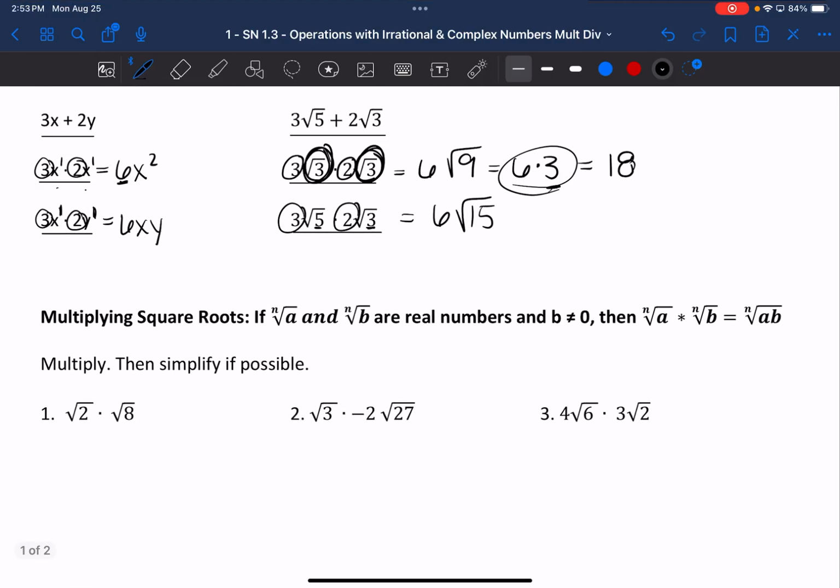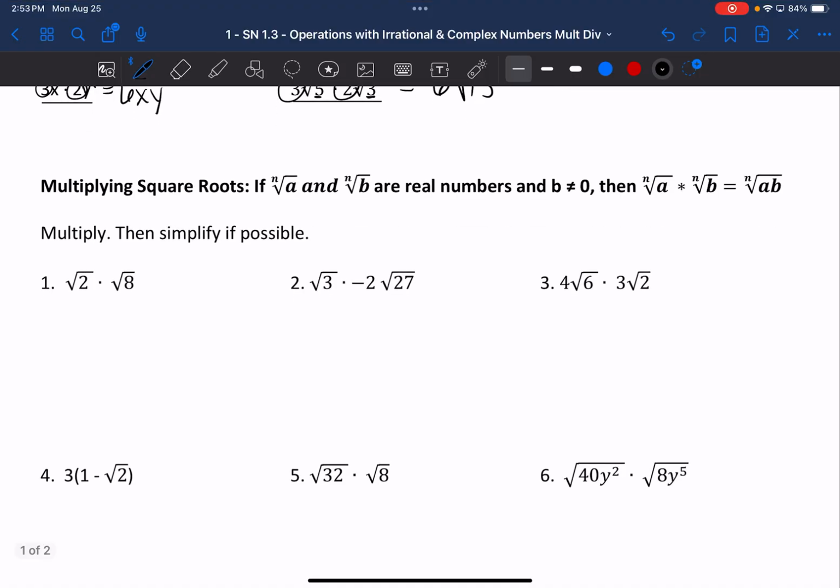All right, so now that we kind of have an understanding of what we're supposed to be doing, let's try some examples of multiplying. So on number 1, if I were to multiply, what is square root of 2 times square root of 8? Square root of 16. Very good. After we multiply, it says then simplify, which would just be 4, perfect.